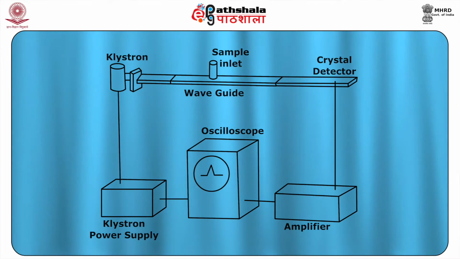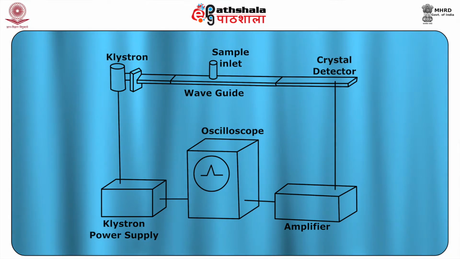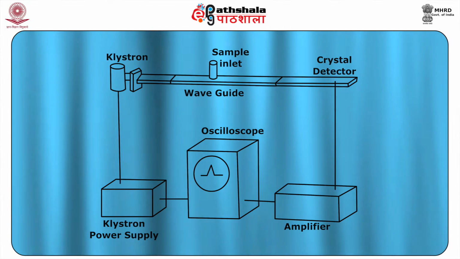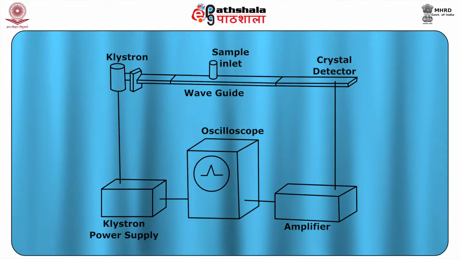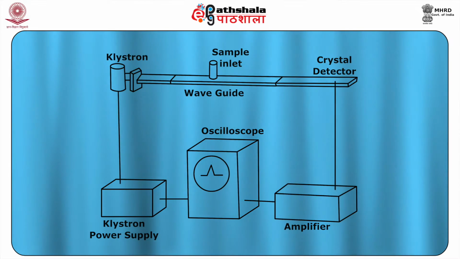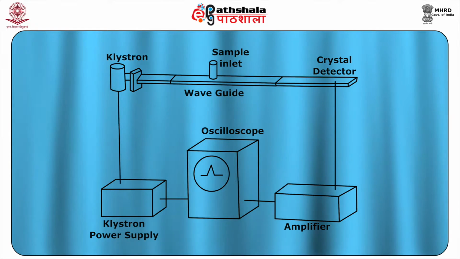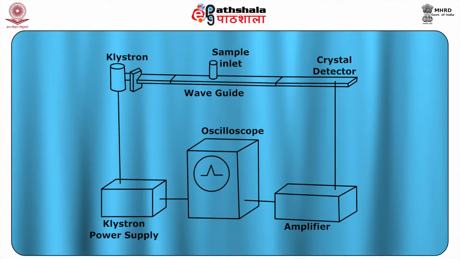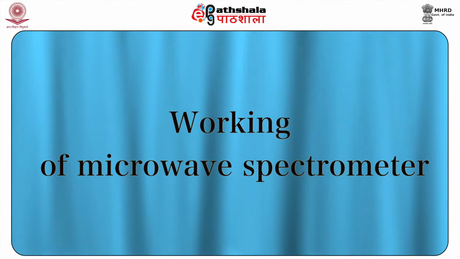Here is a diagrammatic sketch of one of the simplest types of microwave spectrometers. It has the following parts: klystron, sample inlet, crystal detector, waveguide, amplifier, oscilloscope, and a power supply to the klystron. Next is the working of the microwave spectrometer.